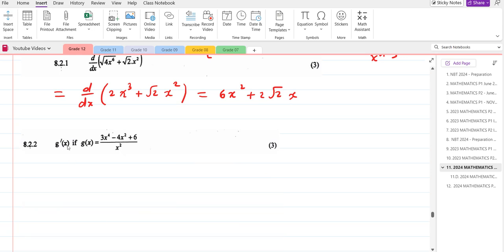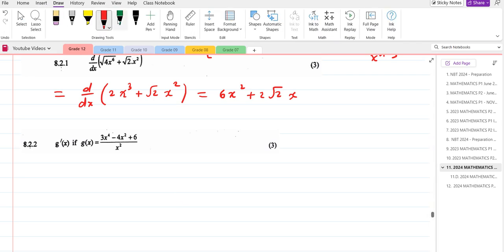Find g prime x if g of x is equal to this. Obviously simple, we use the splitting rule. We can just split up each one over the x squared factor. So we're going to split this up as 3x to the power 4 over x squared minus 4x squared over x squared, plus 6 over x squared. Because you have many terms over a single term, you always split it up. Now let's simplify what's g of x.